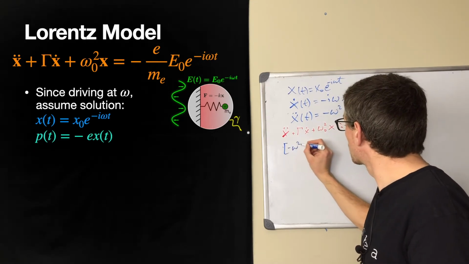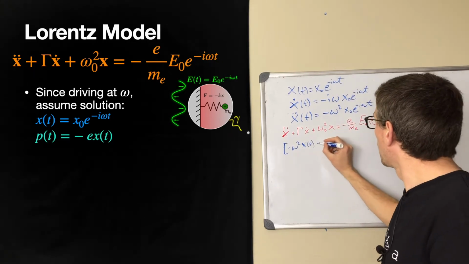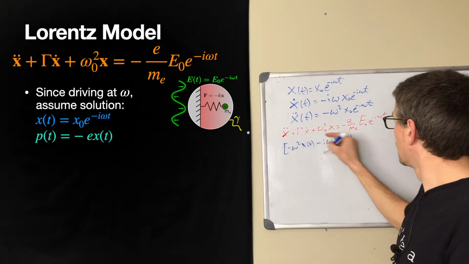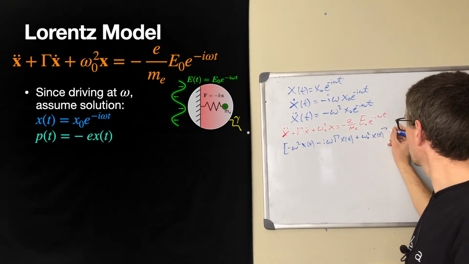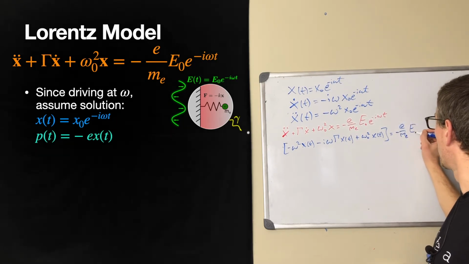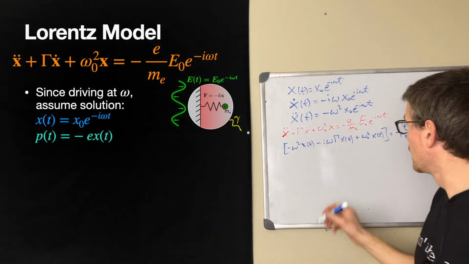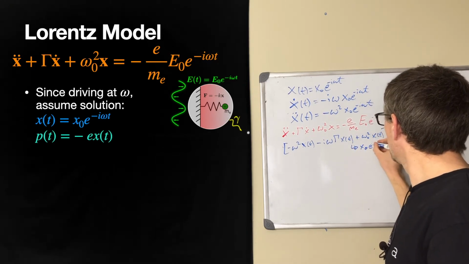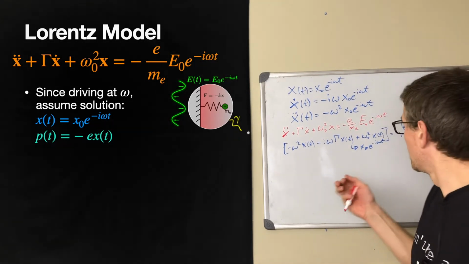Negative omega squared times x of t minus i omega gamma times x of t, right, from that term, plus omega naught squared times x of t is equal to negative e over mass of the electron, E naught e to the minus i omega t. And then I can pull that x of t out of everything. In fact, that x of t is just e to the minus i omega t. So we can actually completely neglect the oscillation here.